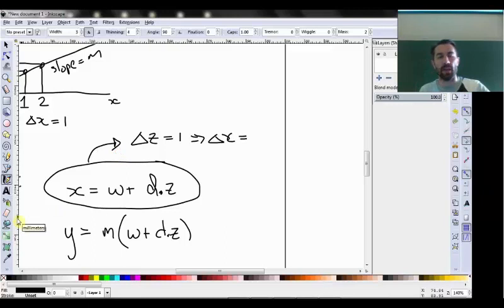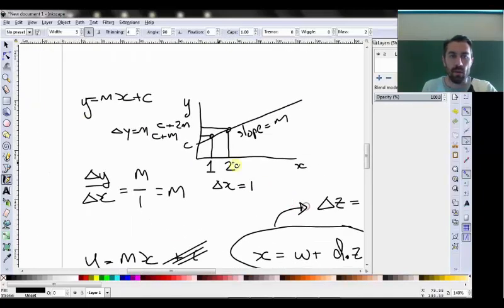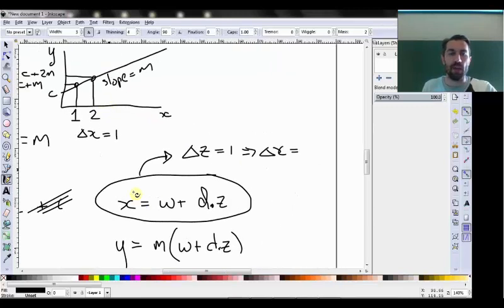Okay, let's go back to basics. If I have y equals mx plus c, if I change x by 1, what is my change in y? M. If I have x equals w plus dz, I change z by 1, what is my change in x? Wow, guys, we got some serious introspection to do here, right?